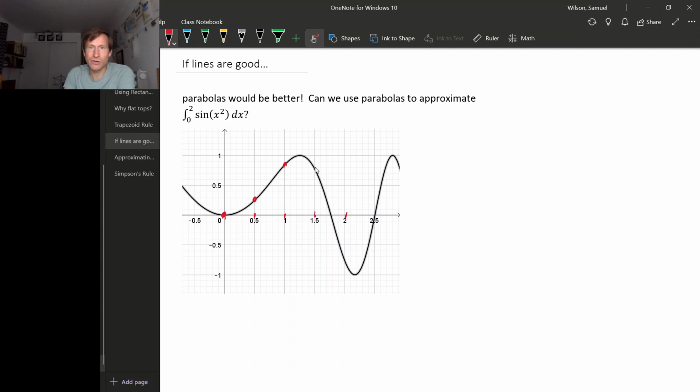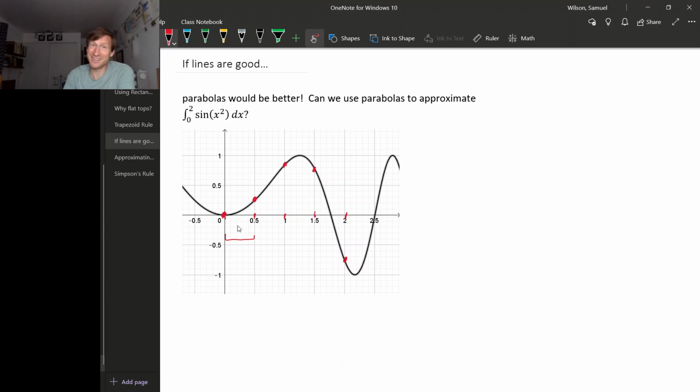So let's say that these are our data points. And we want to fit parabolas to approximate this function. Well, suppose we tried to have a parabola for every subinterval. On this first subinterval, we only have 2 points, one at each end of the interval. And if you only have 2 points, that's not enough information to fix a single parabola. There are lots of parabolas that go through 2 points.